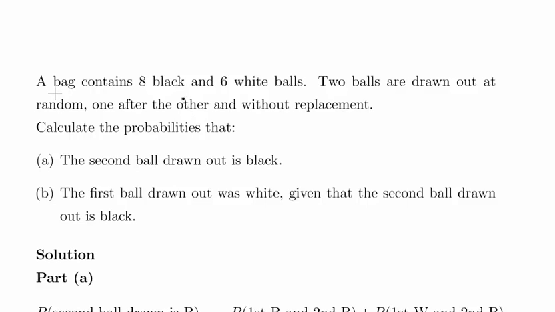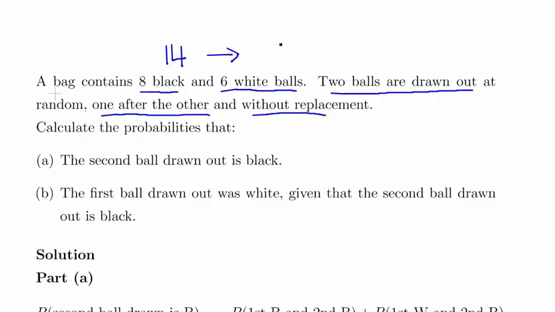In this presentation, we're going to look at a counting problem. So what we have here is a bag that contains 8 black balls and 6 white balls. 2 balls are drawn at random out of this bag, one after the other, and without replacement. So there's an ordering, and also when we take out the first one, that means that there's only 13 left. So they start off with 14, and then at the next draw we have 13.